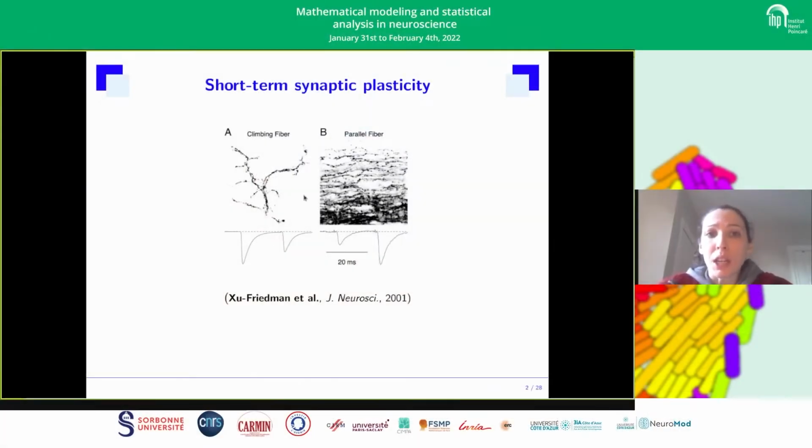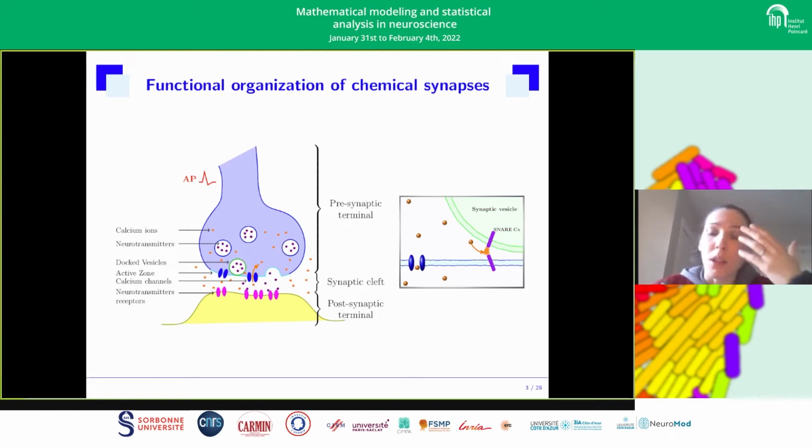So the question here is, how come those two synapses that look super similar in terms of geometry and organization, and that project on the same neuron, express those very different behaviors? One is really expressing facilitation and the other one is expressing depression. So this was the motivation of this first study, and to start the model to understand what could be the reason for such discrepancy, maybe I can start with a small background about the functional organization of chemical synapses.